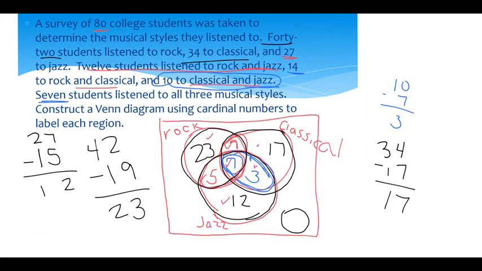So when I add all those together, I end up with 74 students total. So if I look, we surveyed 80. I have 74 listed on my chart, so I'm going to take the 80, subtract the 74, and I get 6 students that didn't like any of those styles of music.